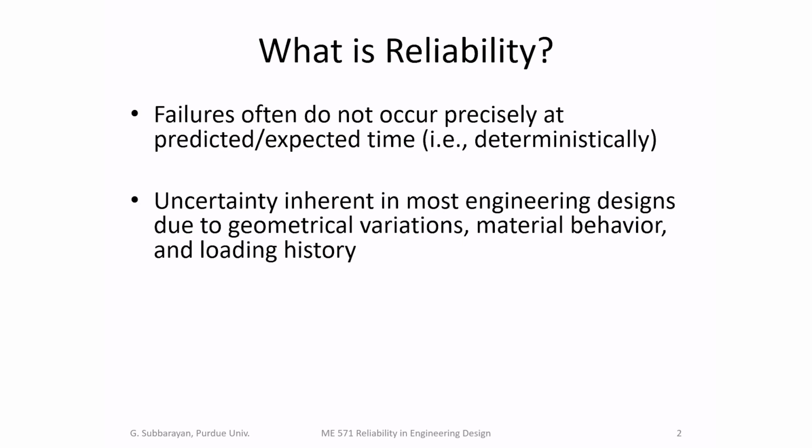And there's also uncertainty in loading history. If I take an automotive system, I may not always drive on well-paved roads. Sometimes I might drive on roads that are not as well paved. The planes may not fly through the same conditions. Sometimes they fly through turbulent atmospheric conditions. So that leads to differences in load history.